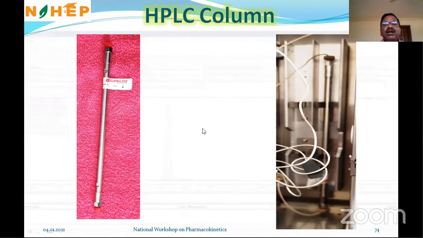Depending on the arrow, you have to fix it exactly according to the flow of the mobile phase. And this is the inside view of the column. This is the oven, and the column is fitted.